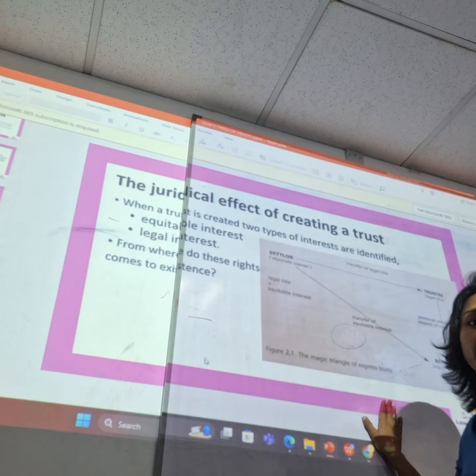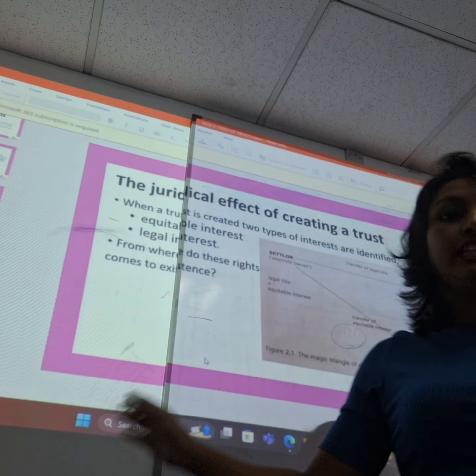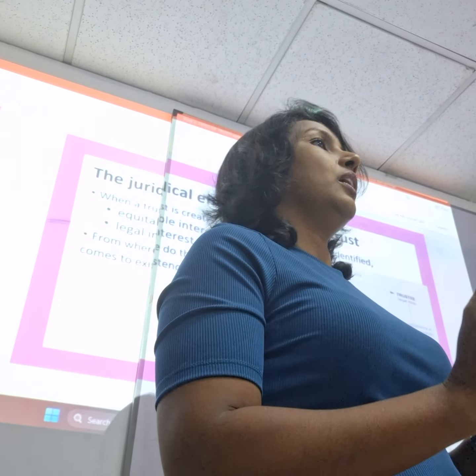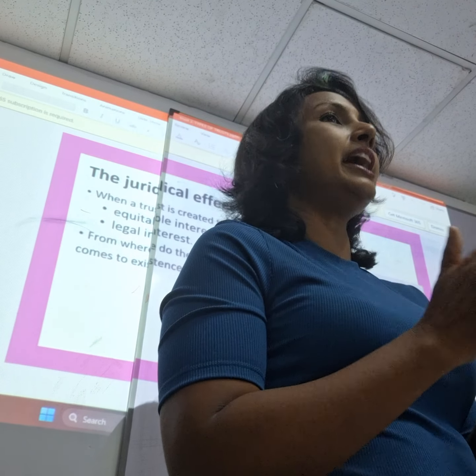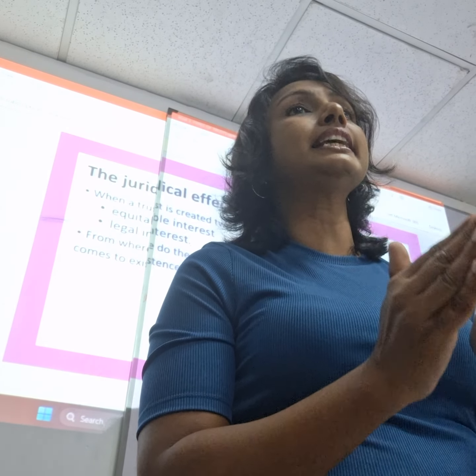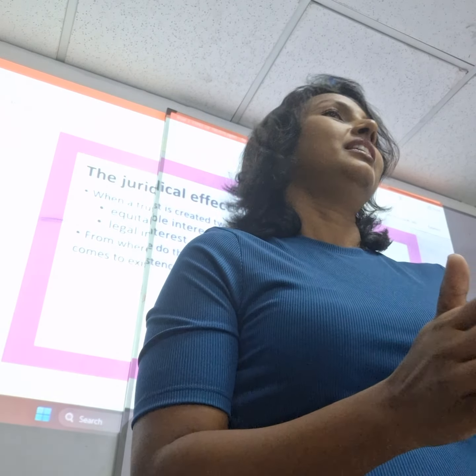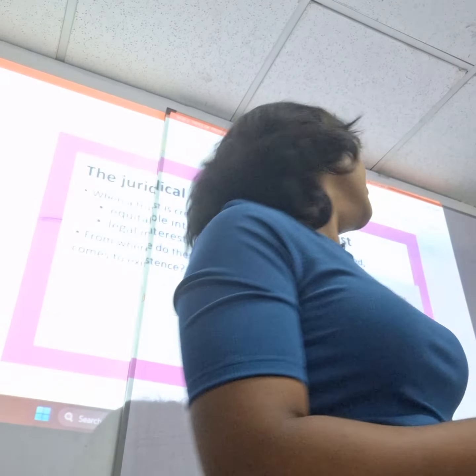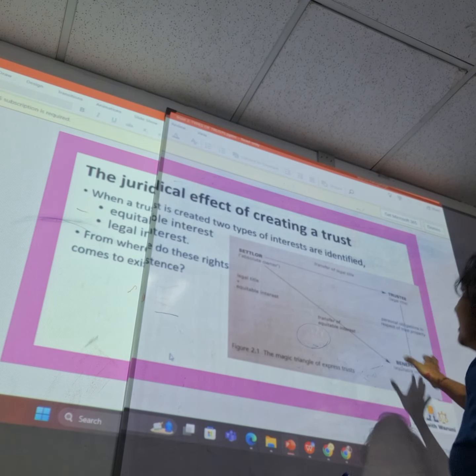This one is really important. This is called the juridical effect of creating a trust. Juridical effect of creating a trust means what will happen as soon as the settler creates a trust. They call it the magic triangle because of this explanation.